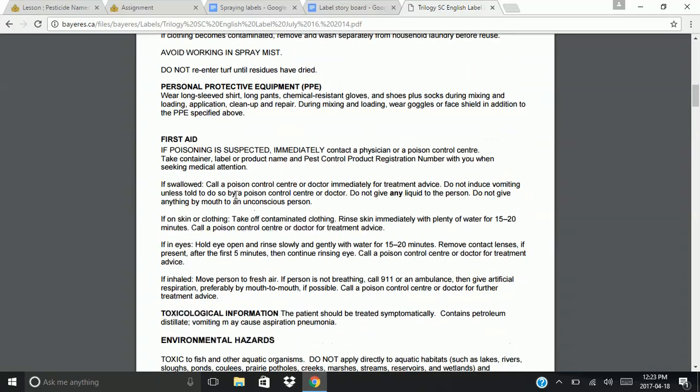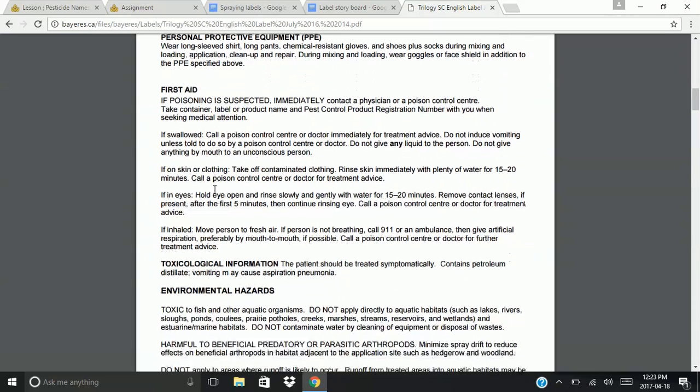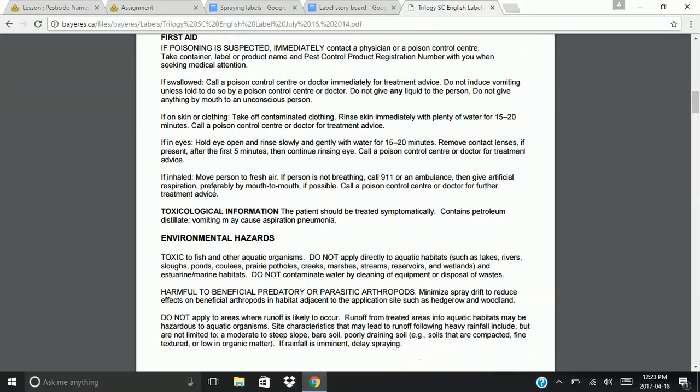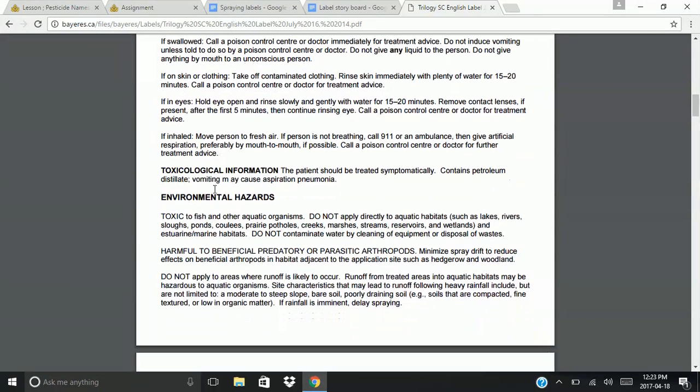If a product does get on you, or if you swallow it, if it gets in your eyes, or if you inhale it, you follow the first aid, and this will be a guide that helps you with the procedure that you must take. After that, you look at the toxicological information, and this will determine the exposure that can be tolerated by you. After that, we have the environmental hazards, and this just tells you what hazards there are to the environment.